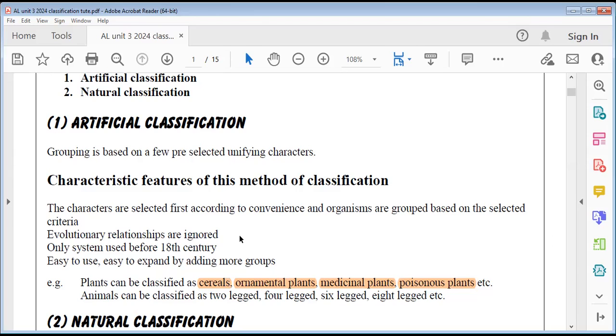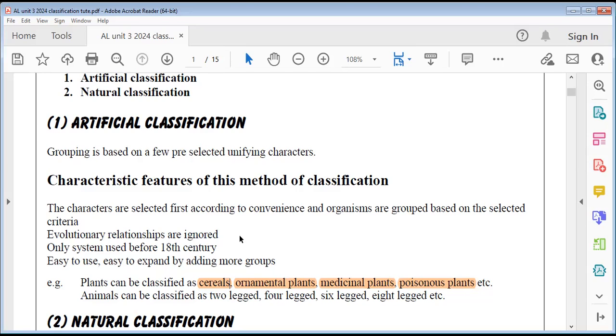Sir, what are cereal plants? Cereals mean the grains we are eating. Rice is a cereal. Wheat is a cereal. Kurakkan is a cereal. So cereals are the food items. Mainly the plants whose seeds we consume as food. If you are eating a plant's seed as food, all of them come under cereal.